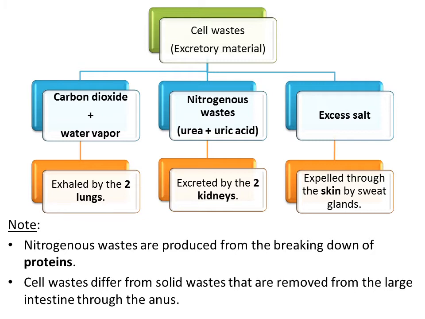This energy is used by the cell, and on the other hand it also produces cell wastes or excretory material that should be removed outside the body. Excretory material includes 3 things: carbon dioxide with water vapor, and this is removed by the 2 lungs. The nitrogenous wastes, which are urea and uric acid, are produced by breaking down of proteins, and they are removed by the 2 kidneys. And the last thing is the excess salt, and the excess salt is removed through the skin.